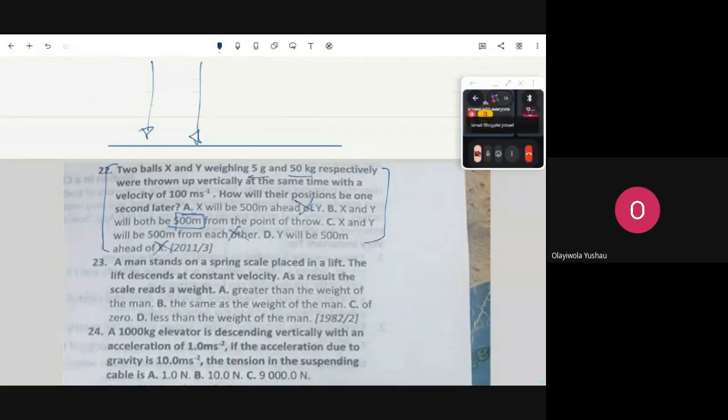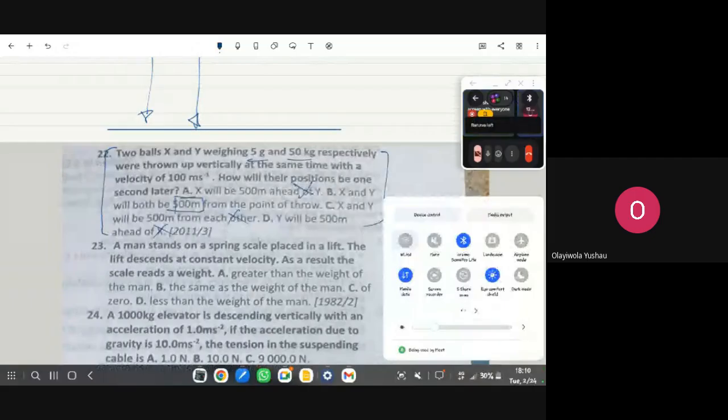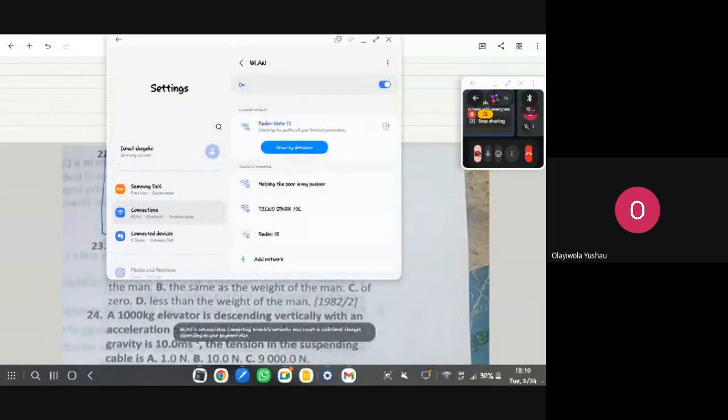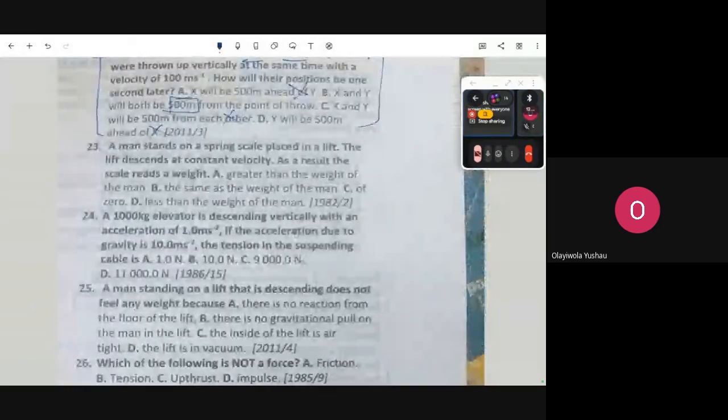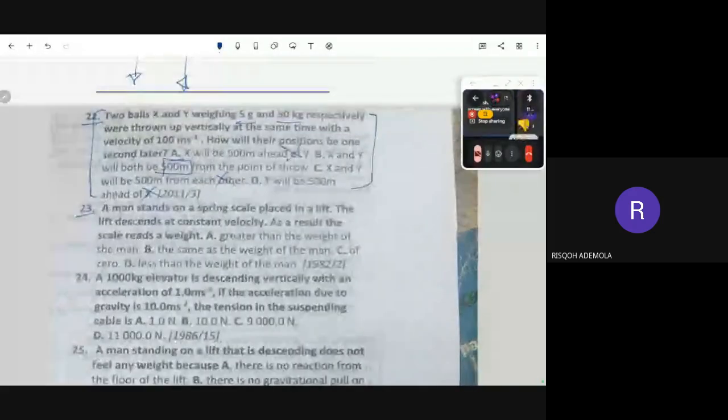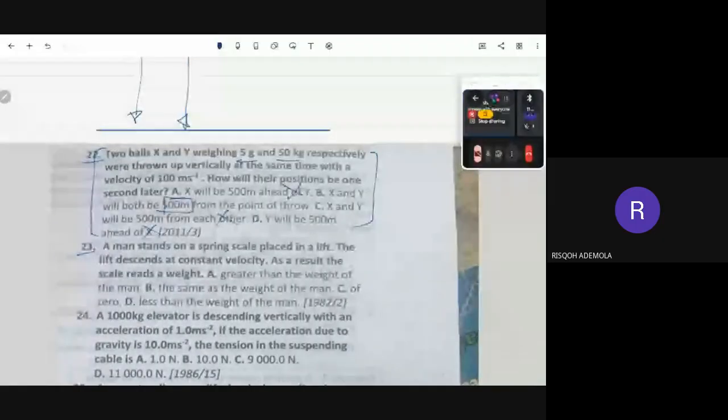Still cracking. Yes, sir, it is still cracking. Is it better now? Yes, sir, we can hear you clearly. Good. So we understand question 22, right? I'm not sure. Is it still cracking? It started again. Yes, it has started again.